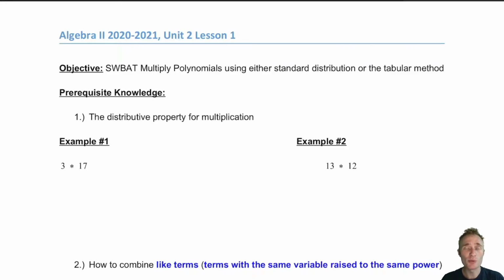All right, here we go. Algebra 2, Unit 2, Lesson 1. Unit 2 is all about polynomials. Poly meaning many, and nomial meaning terms.